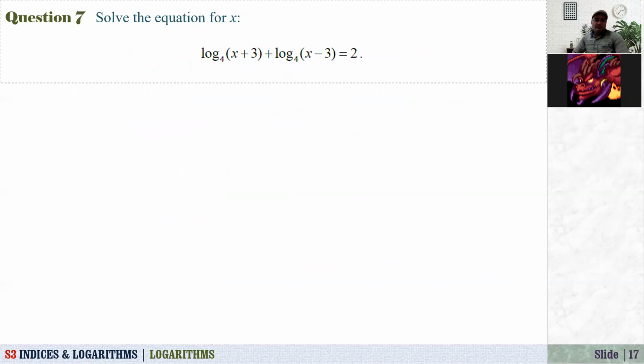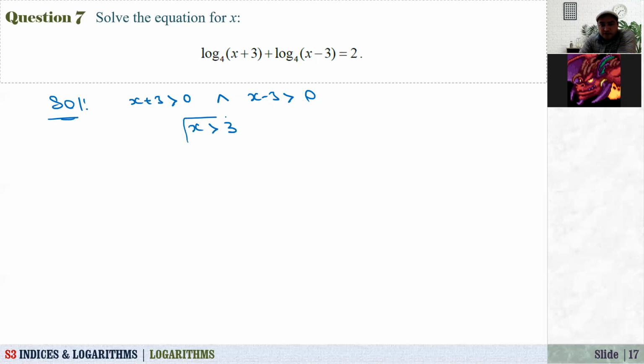Another question, solve the equation for x. So here, we have x plus 3 and x minus 3. Immediately before we solve this, just where we should look for the solution, what interval. So x plus 3 should be greater than 0, and x minus 3 should be greater than 0. If you combine these two, x is greater than -3 and x is greater than 3, so x should be greater than 3. So we need to look for the solution over this interval.